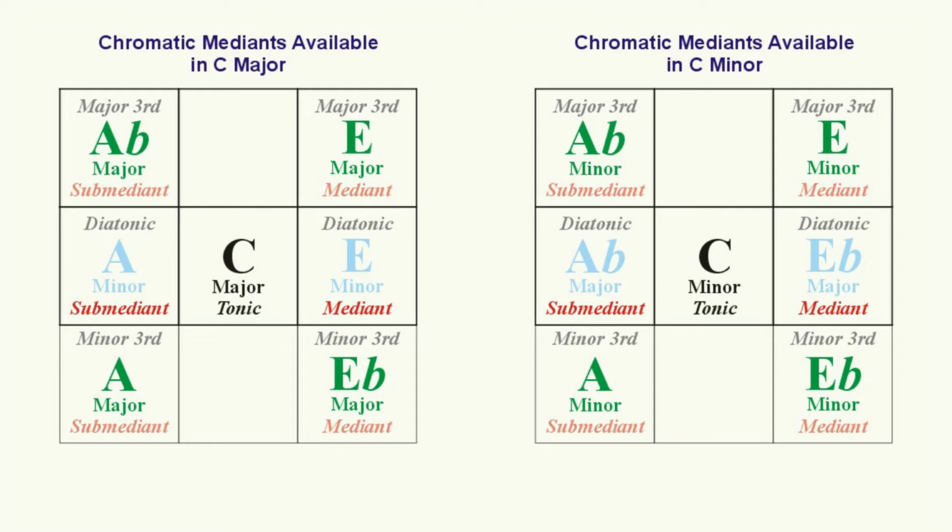Let's take a look at 4 popular songs where the composers, having no formal musical education to speak of, intuitively use the 4 available chromatic mediants associated with a major key. The first is a Motown R&B number from 1964.